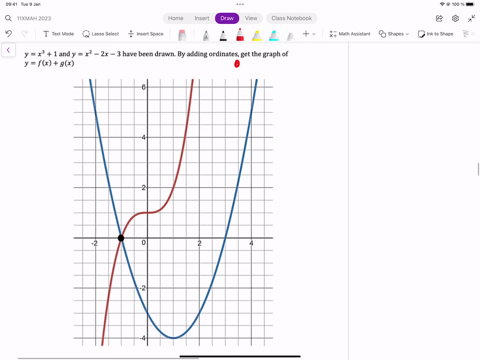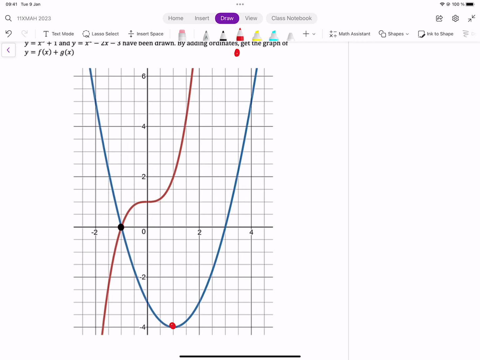Then I might consider what happens down here at the vertex of this parabola. This is a y value of -4, and if we look up, this has a y value of 2 at this point. Simply, we add the y values together. -4 plus 2 is -2, so my graph is going to exist here. All I've done is I've literally added the two graphs together. So at that point, for the blue graph it's -4, and for the red graph it's at 2. If I add -4 and 2, I get -2.